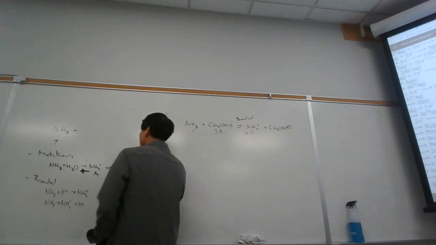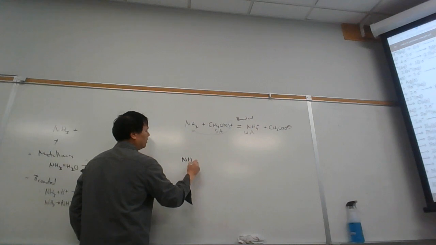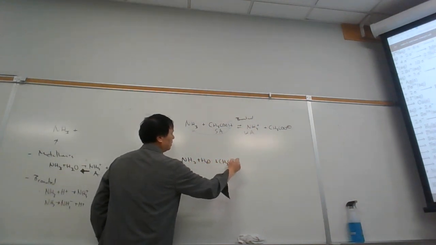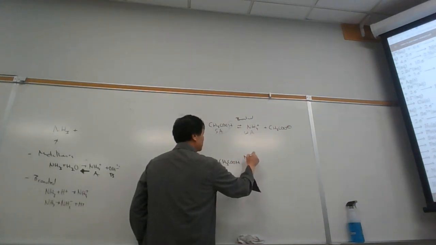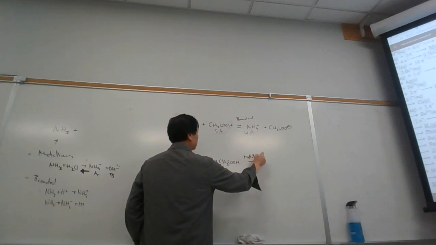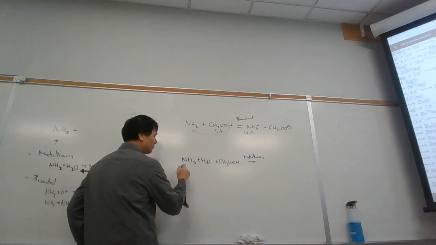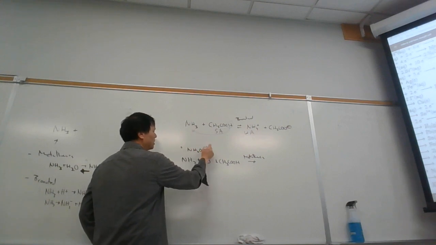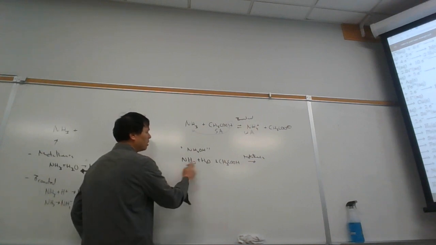Now if we do this using metathesis, then we'll put ammonia and water plus acetic acid. And so this is going to be a metathesis style reaction, or double replacement reaction. The double replacement reaction is going to be like this. I'm going to rewrite this here. This one we're going to treat as ammonium hydroxide. I'll put it in quotation marks because ammonium hydroxide is not stable, it decomposes into ammonia and water.